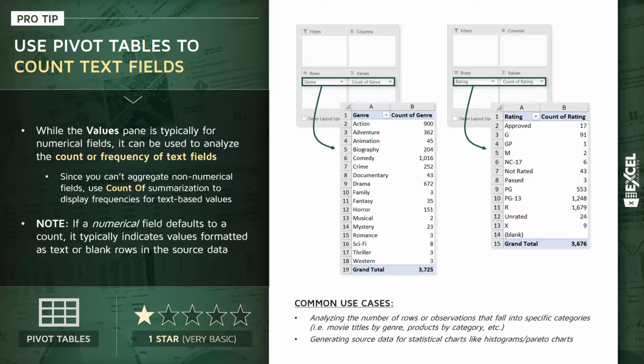To recap these common use cases, number one, analyzing the number of rows or observations in a data set that fall into specific categories or buckets, just like we're showing here. Also very helpful for generating source data for stats charts like histograms or Pareto charts, which are designed to work with frequencies and distributions. So with that, let's jump into Excel and practice counting some of our non-numerical fields.